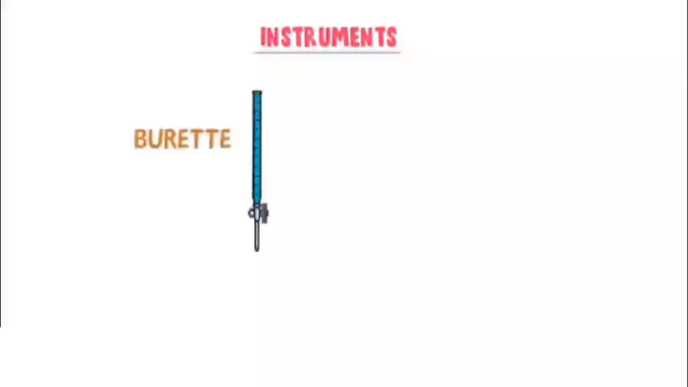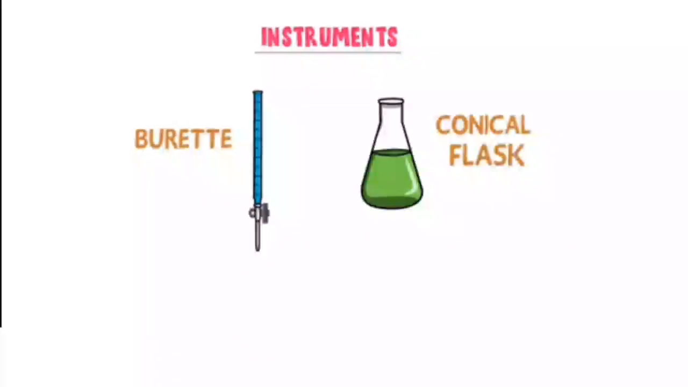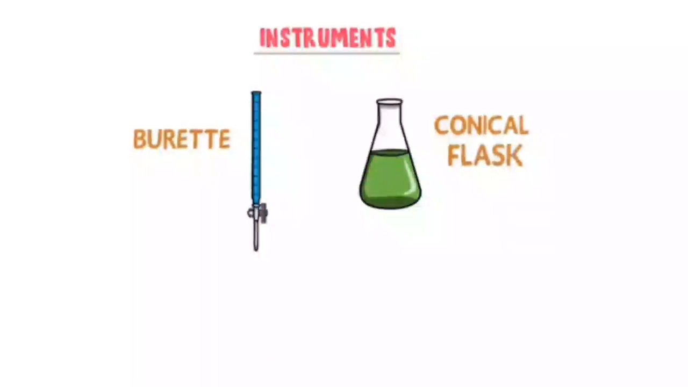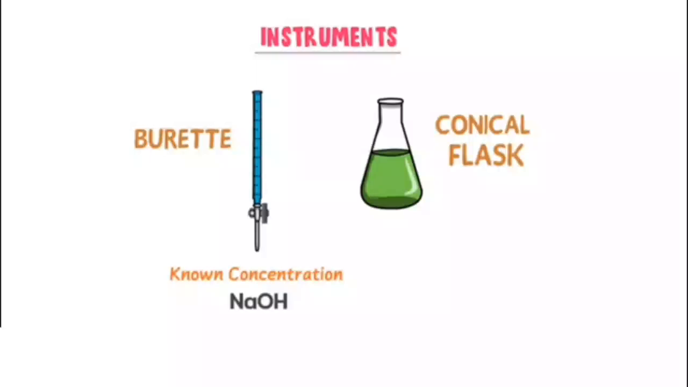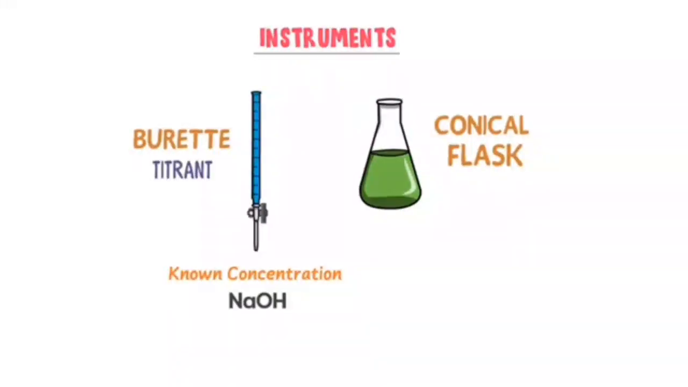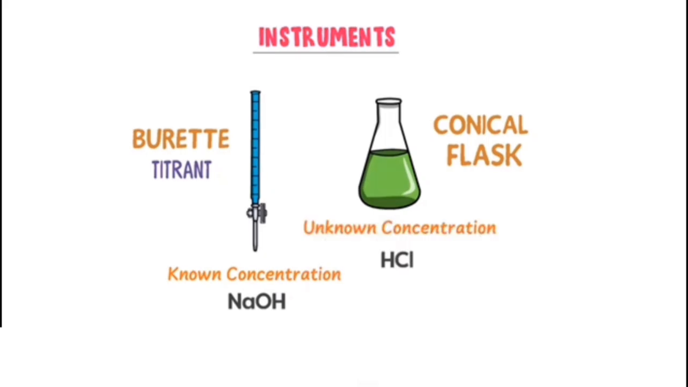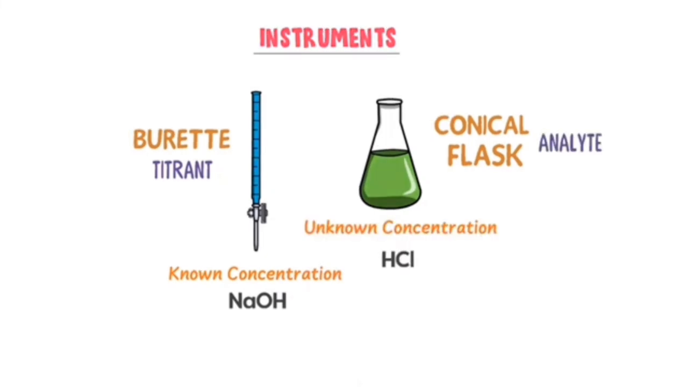Also, you should learn about the main instruments used in titration. The primary instruments used in titration are burette and conical flask. In the burette, we take the solution of known concentration like sodium hydroxide, which is also known as titrant. While in the conical flask, we take the solution of unknown concentration, which is also known as analyte. Thus, remember that we take titrant in burette and we take analyte in conical flask.